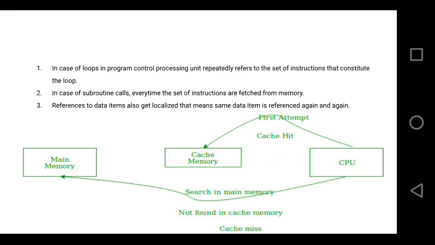So in case of loops, the central processing unit repeatedly refers to the set of instructions that constitute the loop. Just now we discussed. In case of subroutine calls, every time a set of instructions is fetched from memory. So instead of fetching those instructions from memory, keep all those subroutine instructions in cache memory.